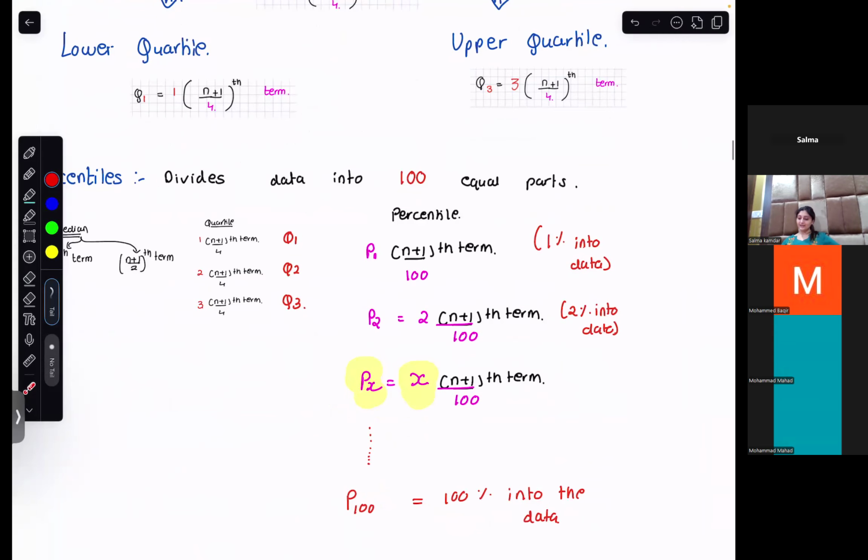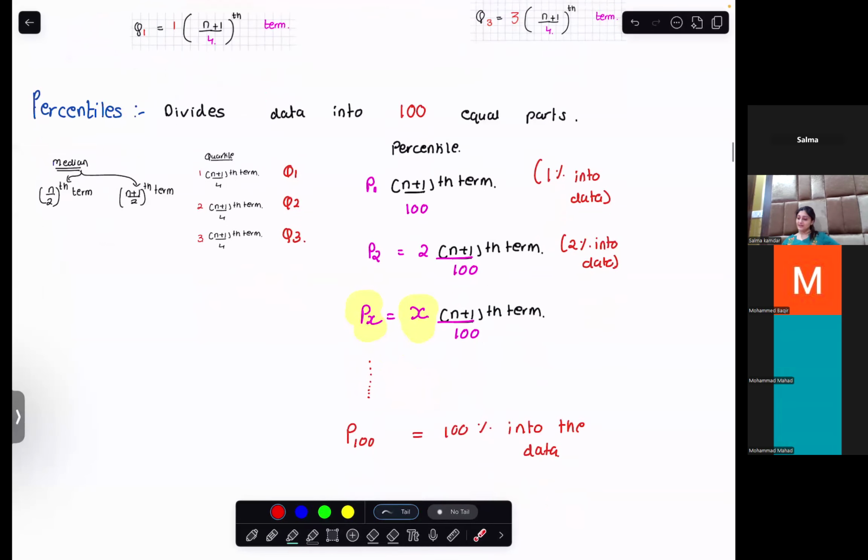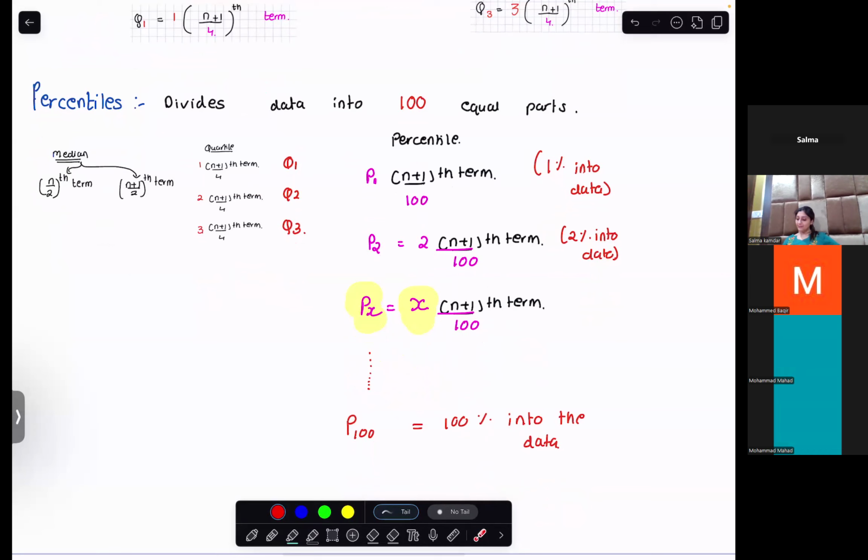Okay, now percentile. What about percentile? It divides the data into 100 equal parts. So whenever I'm finding a percentile, what will I do? I will divide by 100. So if it is P1, I will take n plus 1 divided by 100. If it's P2, then I will do 2 times n plus 1 divided by 100. So this is 1% of the data, 2% of the data. If I have Px, then it would be x% of the data. So whatever is over here, I will write over here and then I write n plus 1 divided by 100.